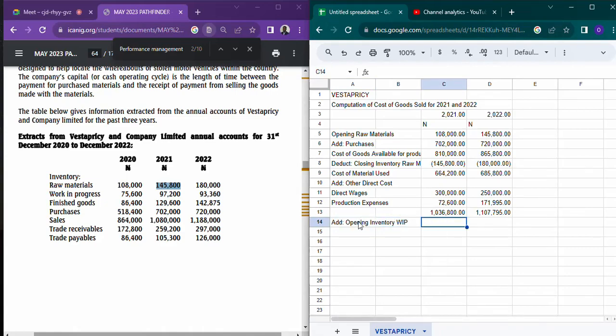How much is opening inventory work in progress? For the first year, you have how much? You know, we said the closing balance shall be the opening balance for the next year, right? So we have 75,600 and we have how much? 97,200.